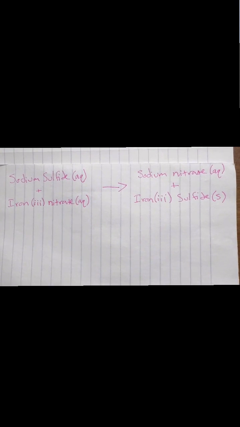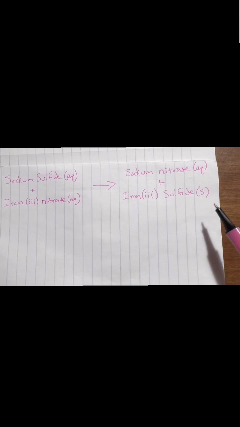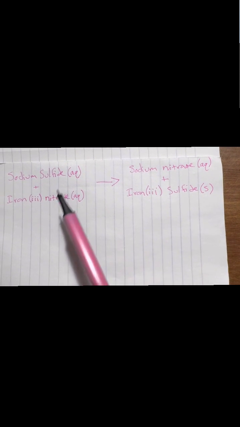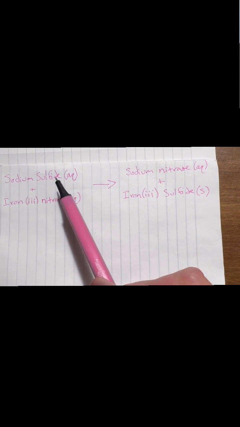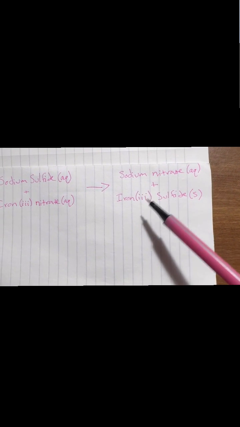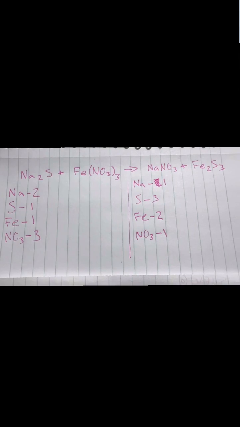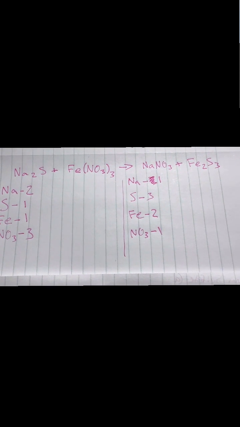Okay, so now we can create our word equation for this reaction. I couldn't fit it all on one line, so you want to make sure that you keep your reactants on one side and your products on the other. So we have sodium sulfide aqueous plus iron 3 nitrate aqueous, and that yields sodium nitrate aqueous plus iron 3 sulfide solid.